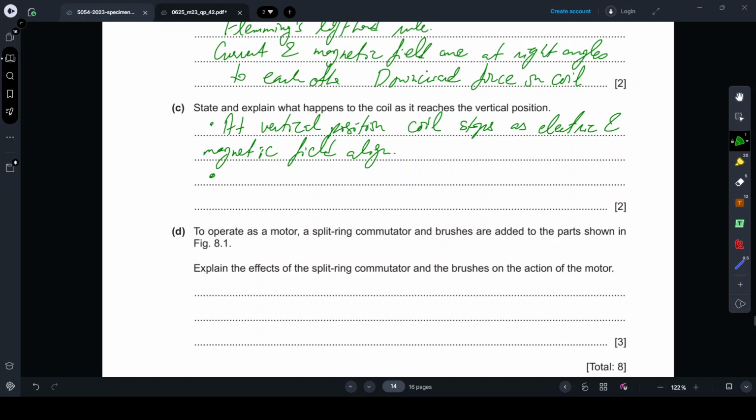Right, and after that, the coil actually changes direction. Or in fact, instead of saying the coil changing direction, we could say that the turning effect decreases or becomes zero, because you said stop.